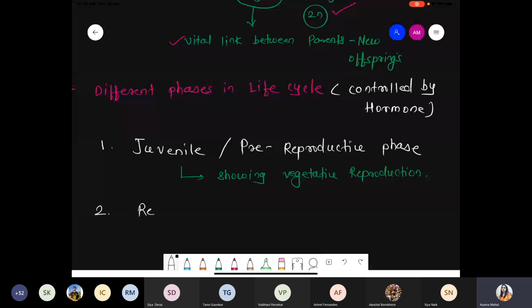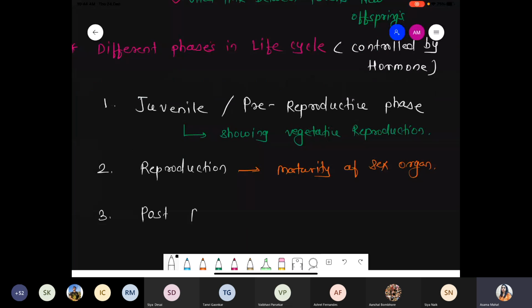Number second, now that plant becomes reproductive, and you know very well, whenever we are talking about reproductive, it means that the sex organs are showing maturity. So with maturity of sex organs, they are capable of the fertilization process, they can form a new offspring. And finally we are talking about the last stage, that is senescence, programmed cell death, or simply the post reproductive phase. It is towards death.